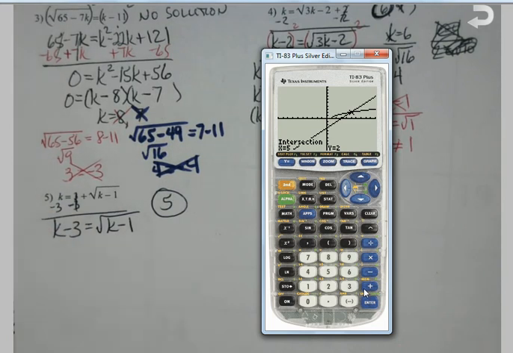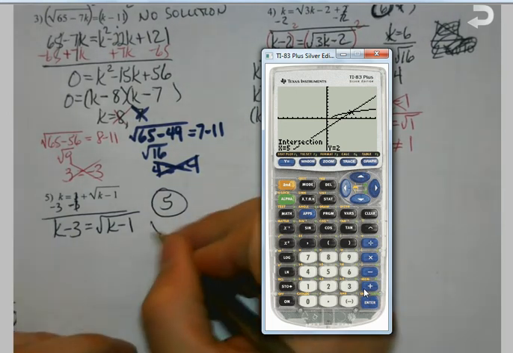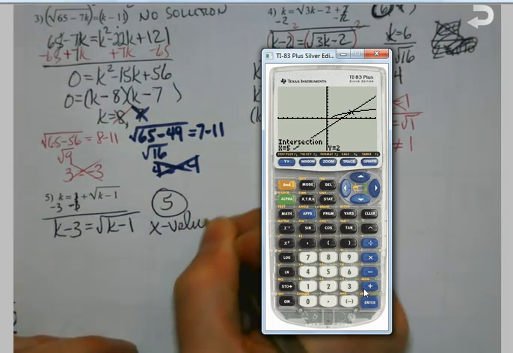Okay? And so all we're doing with these is the intersection gives us the x value. And I'm just going to keep stressing, it's the x value. The y is not helping us at all.